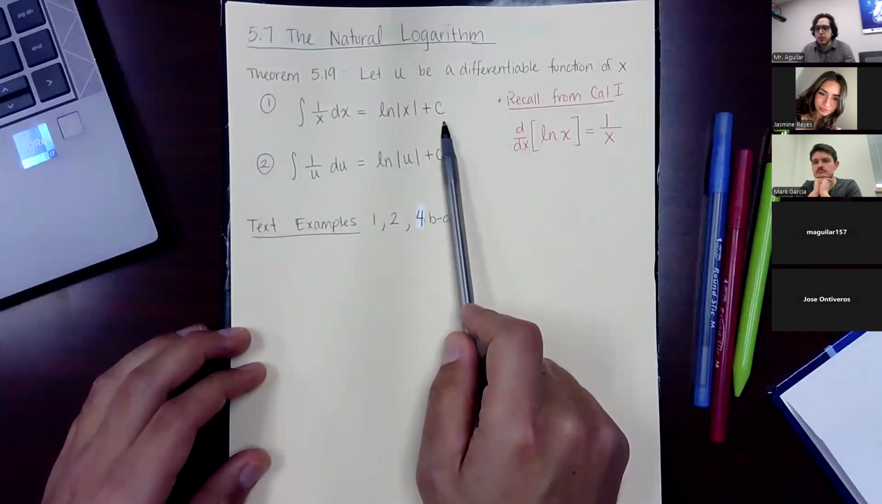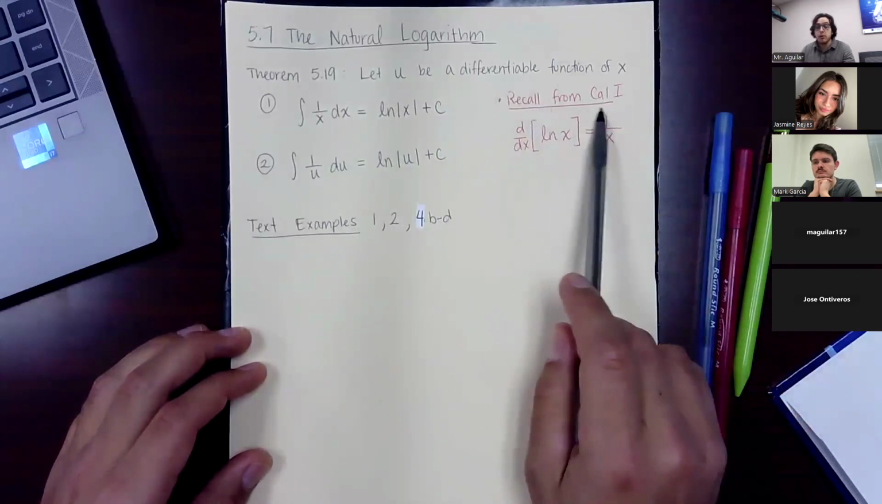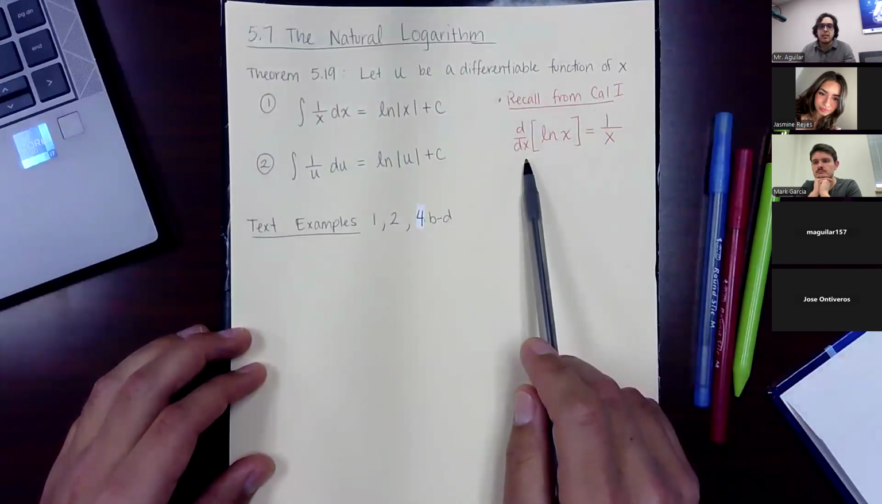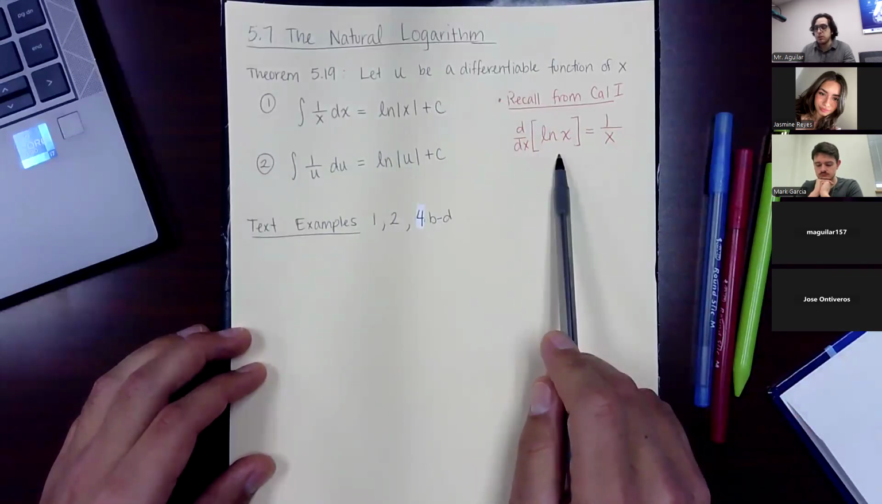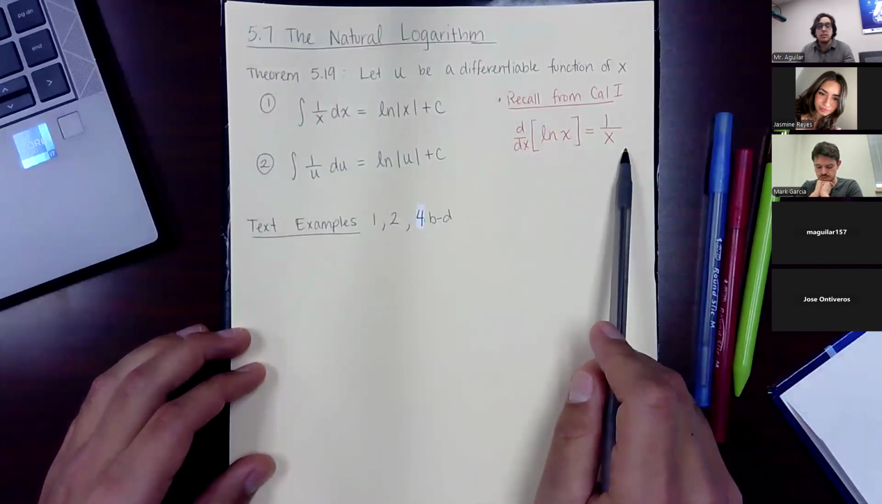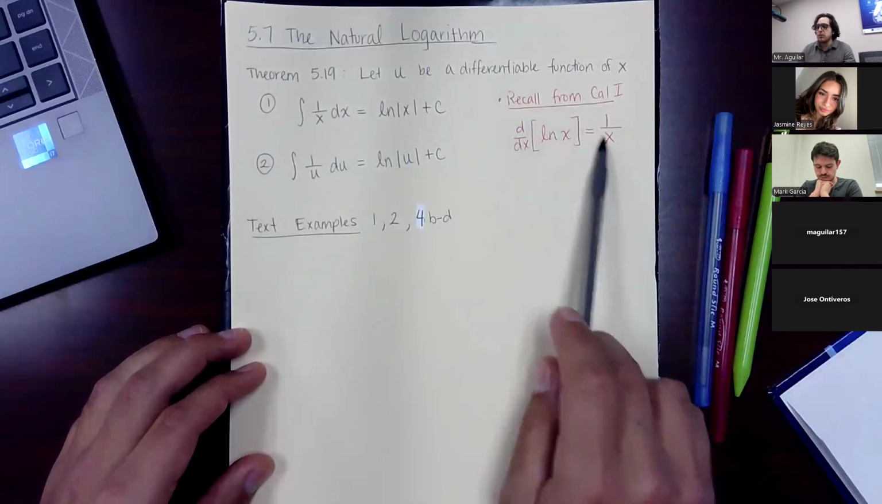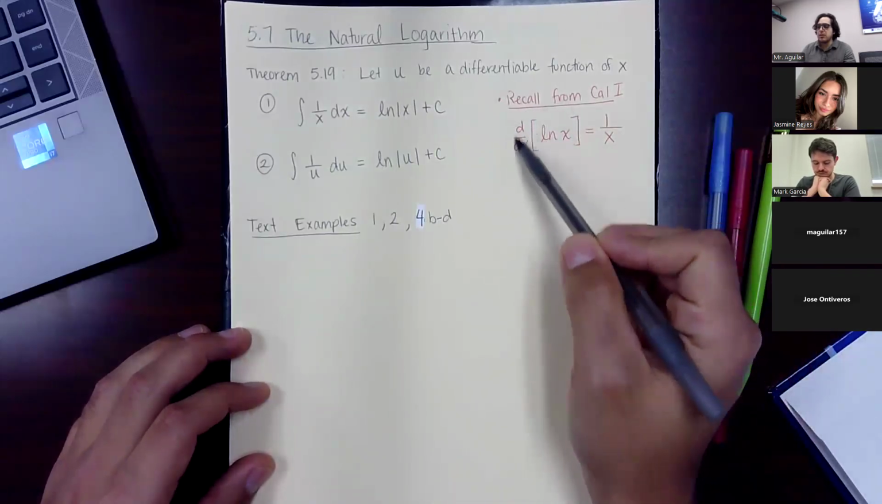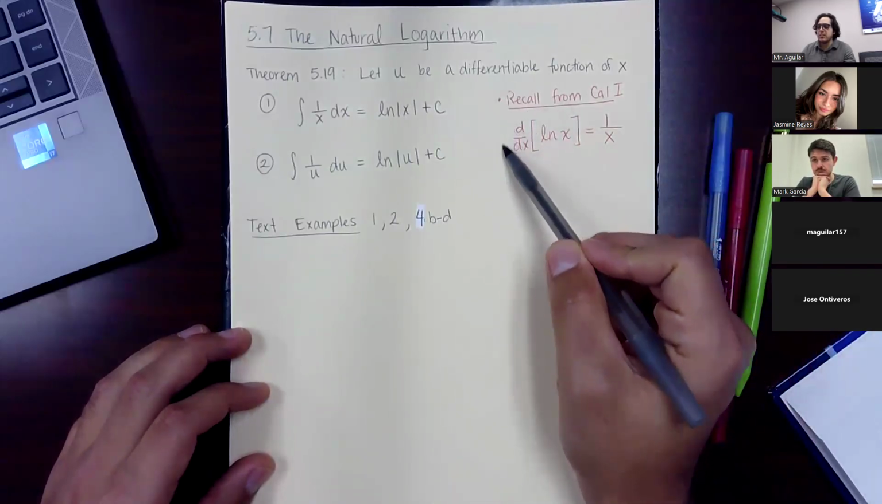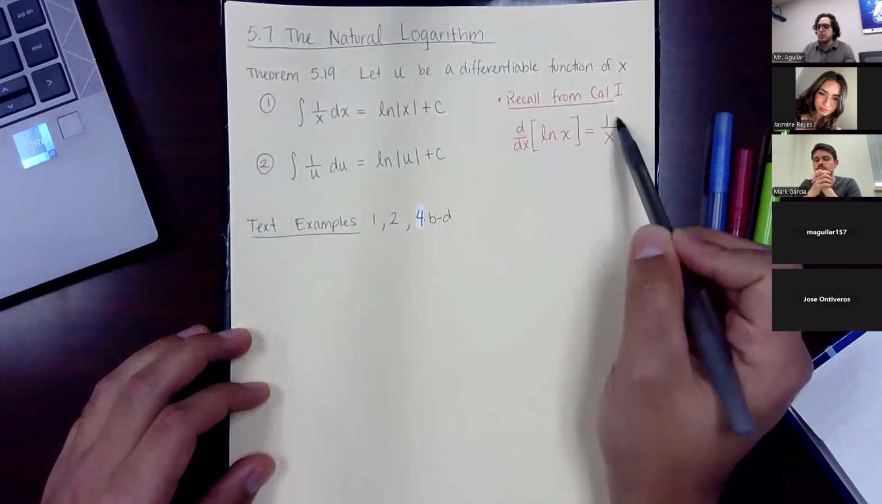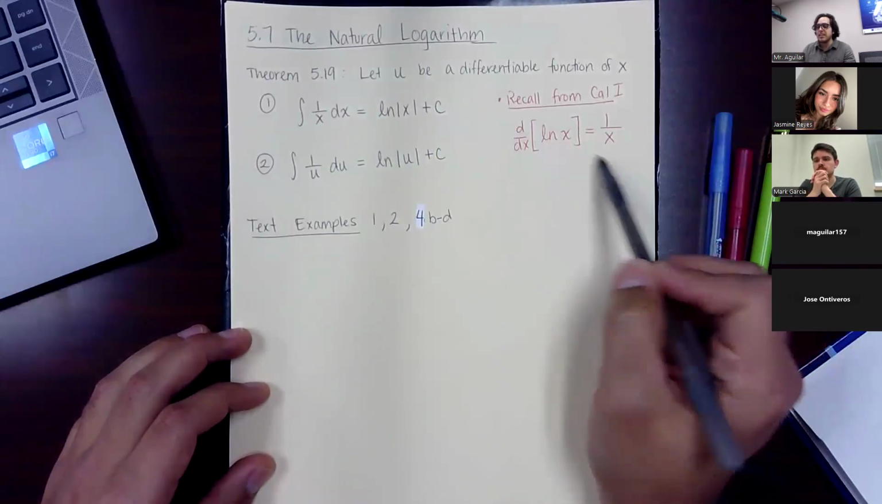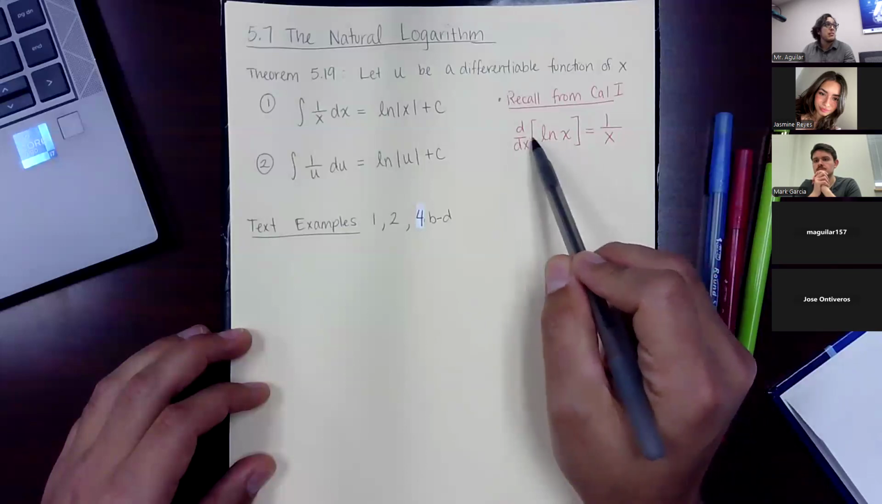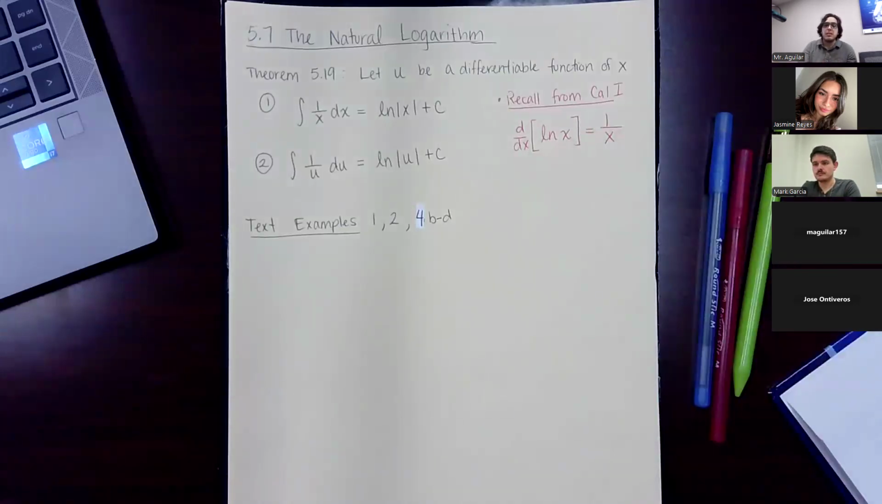And that should be pretty natural if you remember from Calculus 1 that the derivative of the natural log function is 1 over x. So if you think about this like a little differential equation and you wanted to cancel out the derivative, you could take the integral of both sides. And then we would get the integral of 1 over x dx equals the natural log, right? Since we're kind of going backwards.